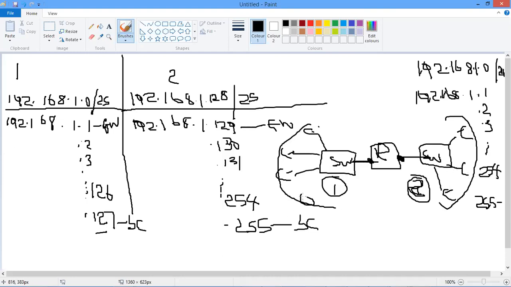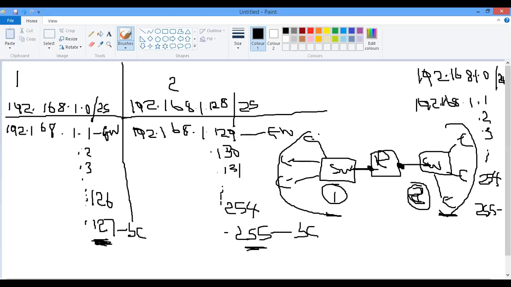Now, this network 1, if network 1 wants to do a broadcast, what they will use is going to be 192.168.1.127. That's the broadcast address for these people. If anybody here wants to run a broadcast, it's going to send 192.168.1.255. So I've succeeded in creating 2 networks because I subnetted. You understand?